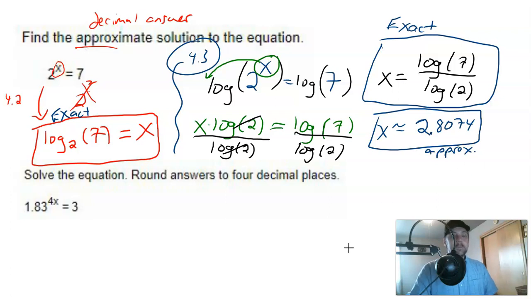which is what they were asking for. So this is exact still because it's in logarithmic notation. This is approximate because it's a decimal that we had to round. And so now it's an approximate solution.